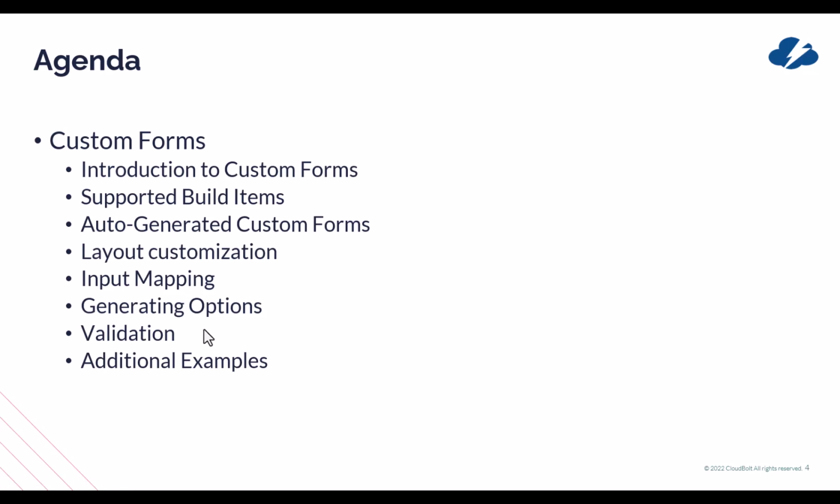We're also going to talk through validation, making sure the forms have valid information that we're passing into CloudBolt, and then some additional examples. Look at some like dynamic matrices and things like that, where the forms build out a little more dynamically, and we can pass in an undefined number of entries in there. So without further ado, let's go ahead and get started.